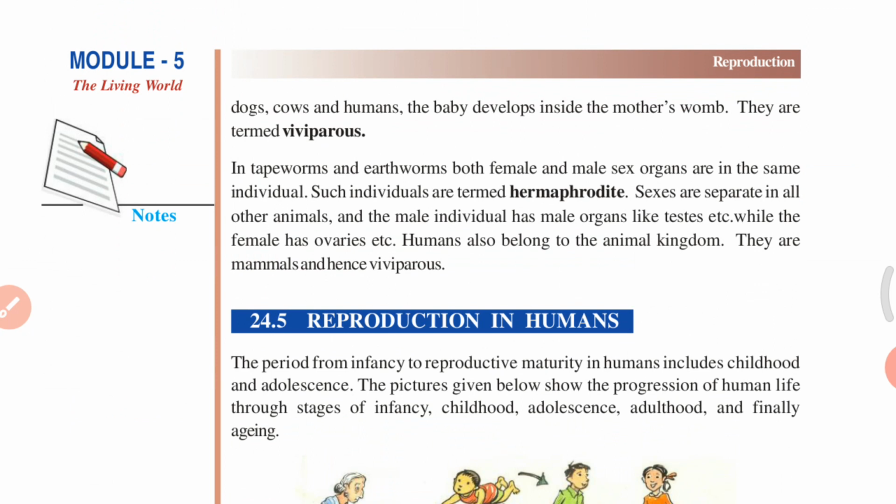Some other organisms, like tapeworms, earthworms, etc., have both male and female sex organs in the same individual. Organisms with male and female sex organs in the same individual are known as hermaphrodites. A hermaphrodite has both male and female reproductive organs in a single body.